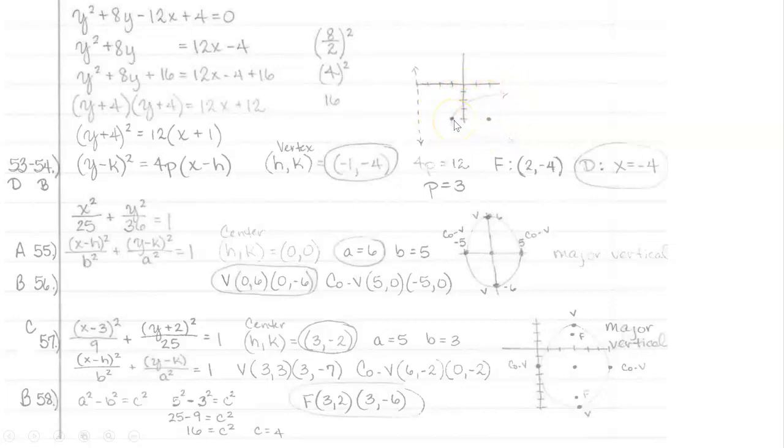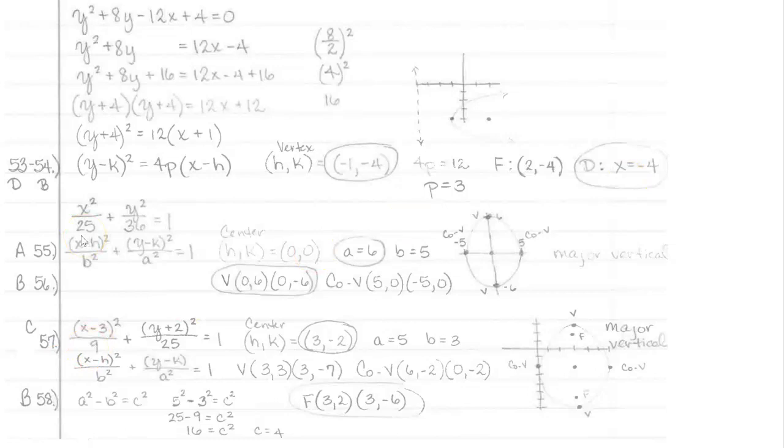If it's a positive 3, that means that it's going to open to the right. So p is 3, so that just means that if I'm opening to the right, then my directrix is going to be behind it. And so if my vertex was at negative 1, negative 4, if I back up that p-value of 1, 2, 3, that's going to put me at x equals negative 4. So my directrix then would be x equals negative 4.